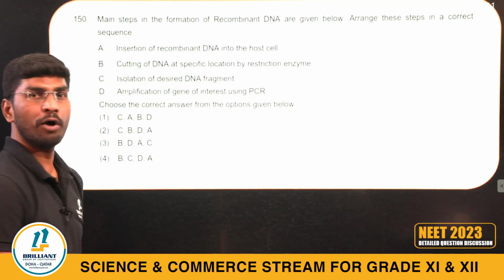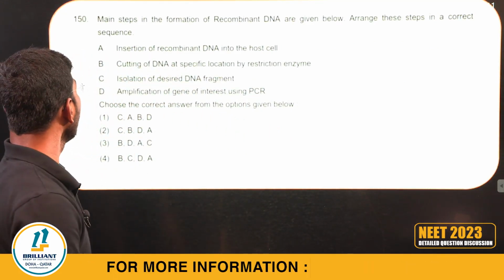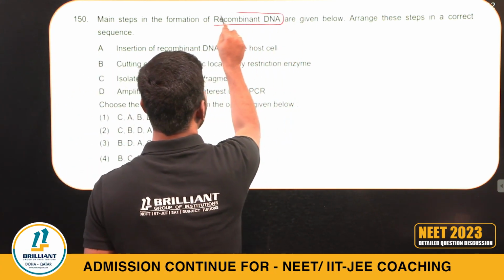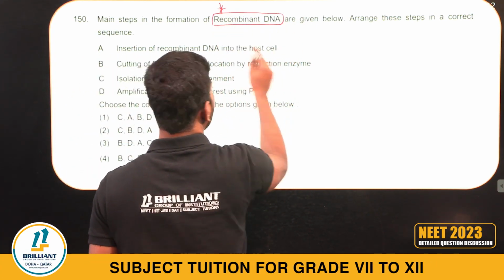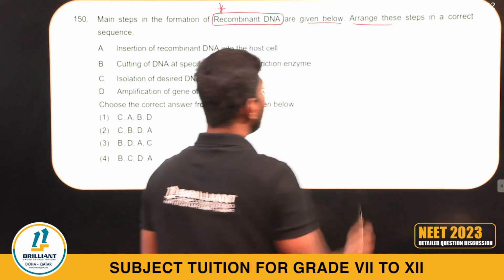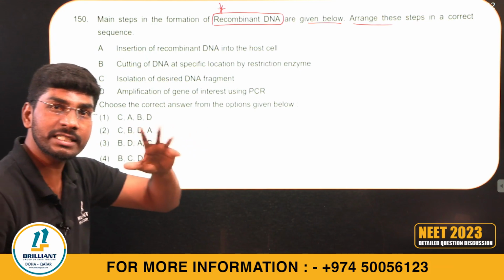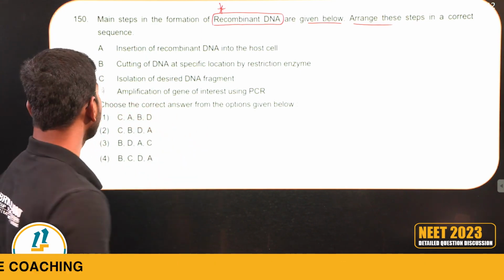150. Botany, last question. Main steps in the formation of recombinant DNA. Mark this one, all of you. Recombinant DNA, biotechnology chapter, given below. There are A, B, C, D. Four steps are given. We should find out the correct step.